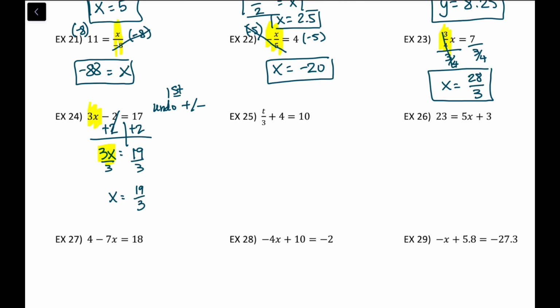Number 25, when we find our variable term, it's being divided by 3, but I also see a +4. So if we're undoing addition and subtraction first, I'm going to undo the +4 with a -4. So +4 -4 cancels. I've still got my t/3, and now it equals 6. 10 minus 4 is 6. And now I can finish out getting that t by itself. It's being divided by 3, so we're going to times by 3. And that gives me t equals 18.